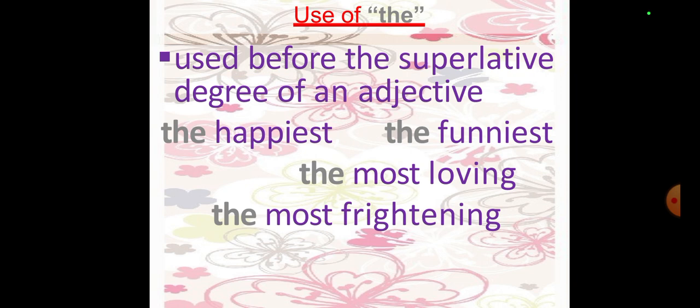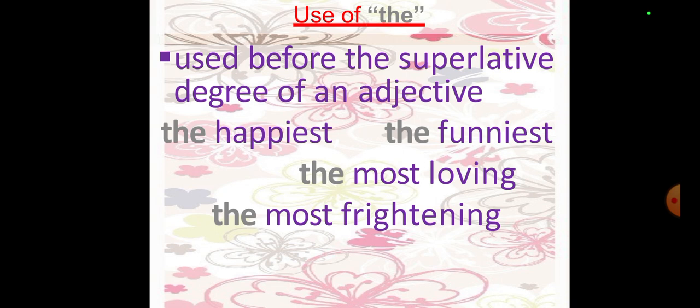Use of "the": it's used before the superlative degree of an adjective. Once in my video I told you about the degrees of adjectives. In that, the examples were "the most funniest", "the most intelligent". So there we were also using "the". Why were we using it? Because it's used with the superlative degree of an adjective.